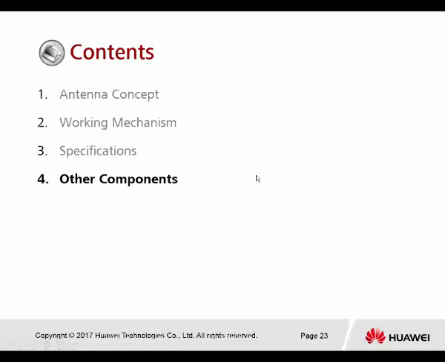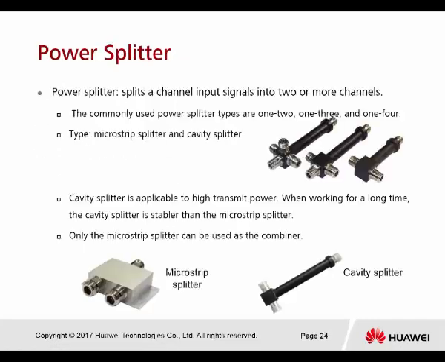Content number 4: other components. The power splitter. This allows you to split a channel input signal into 2 or more channels. The commonly used power splitter types are 1 to 2, 1 to 3, and 1 to 4. This one splits 1 into 2, and this one splits 1 into 3 or 4. The other types are the microstrip splitter and the cavity splitter. This is a microstrip and this is a cavity splitter.